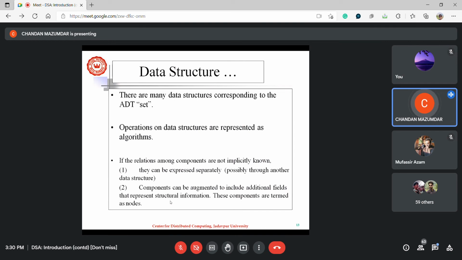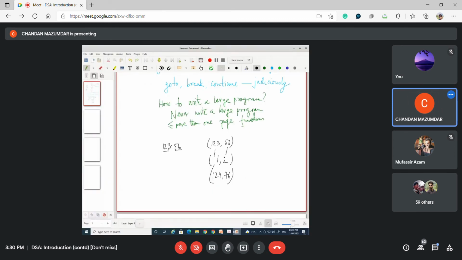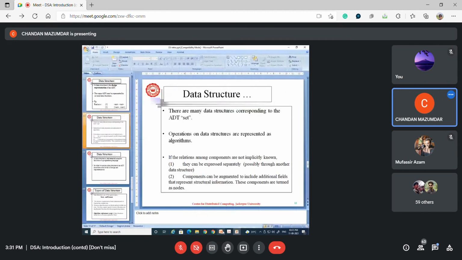In the second part, first part is simple. The second part is basically, if you take the case of a linked list, then you can represent the linked list as a pointer-based implementation. You represent a linked list by a component followed by a pointer, which points to another component, and then another component is attached to it using pointers. These pointers are not the actual values; they are additional fields that represent structural information.